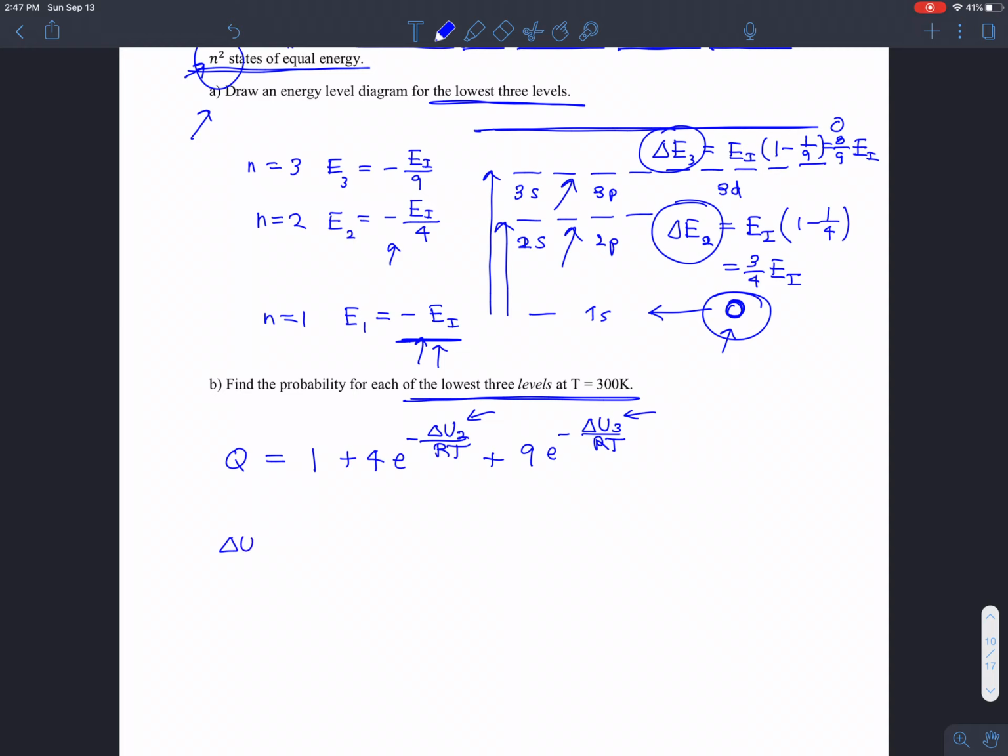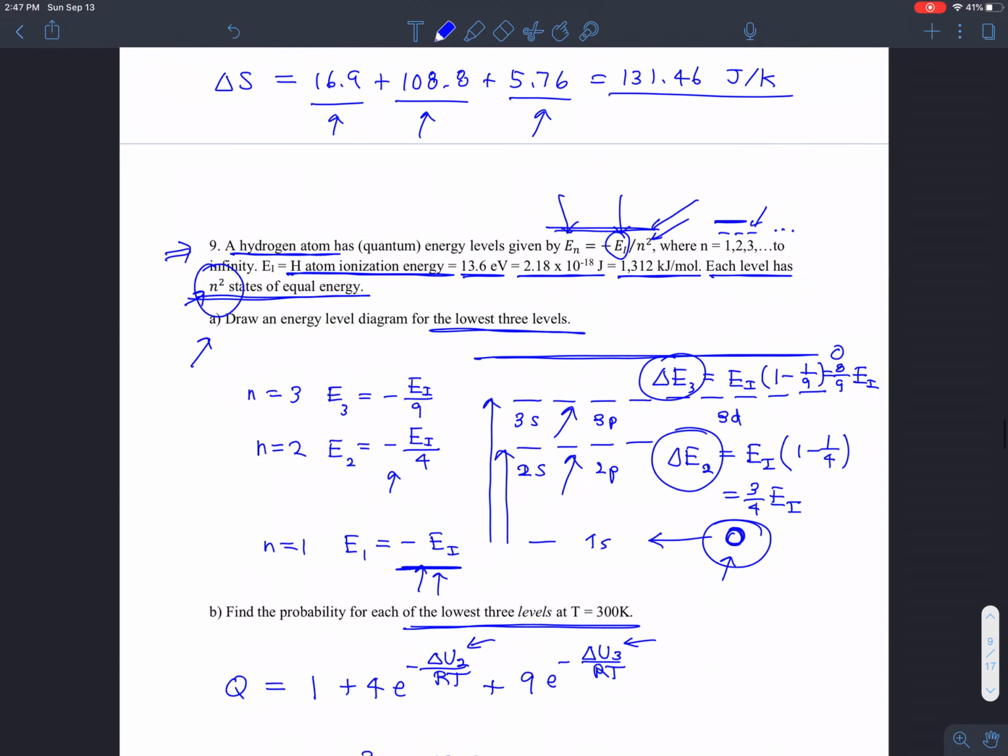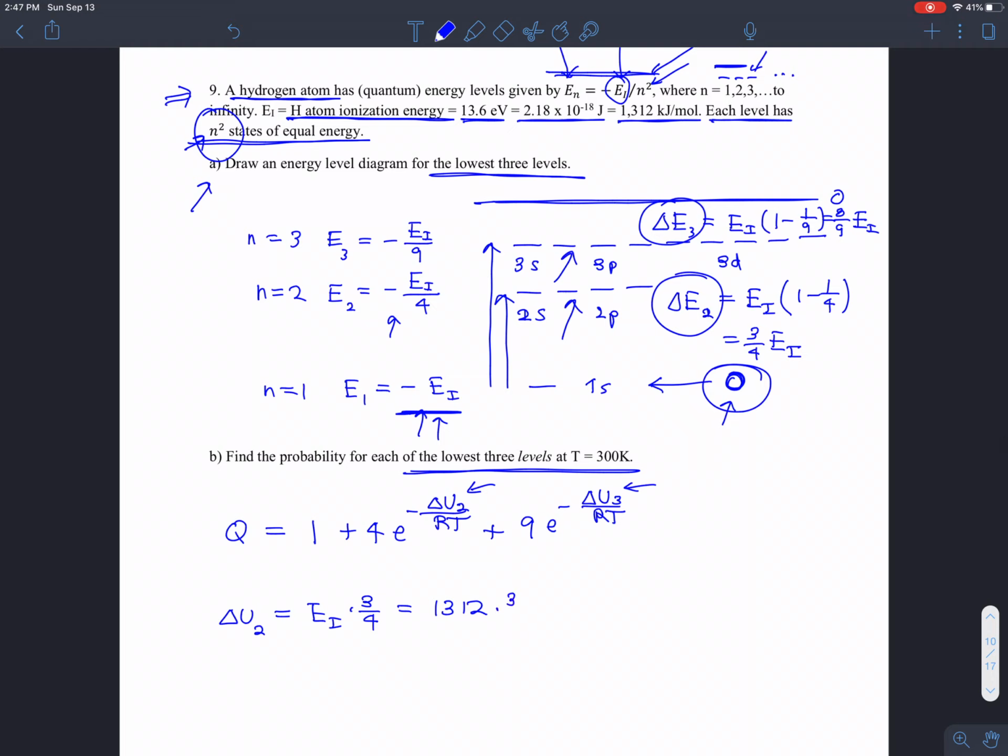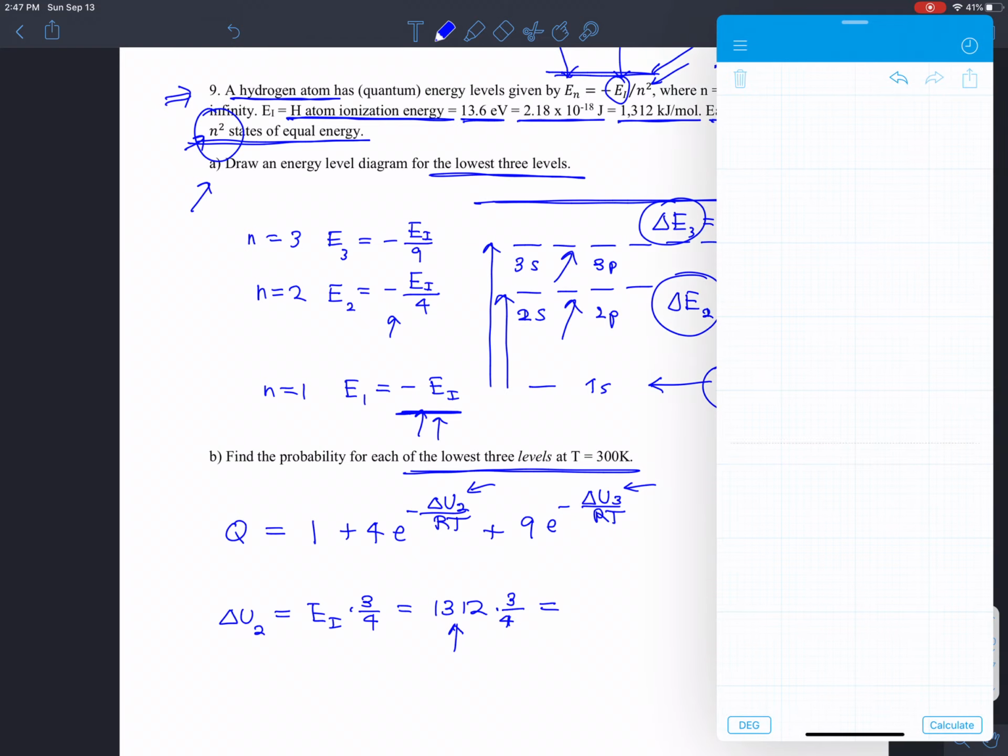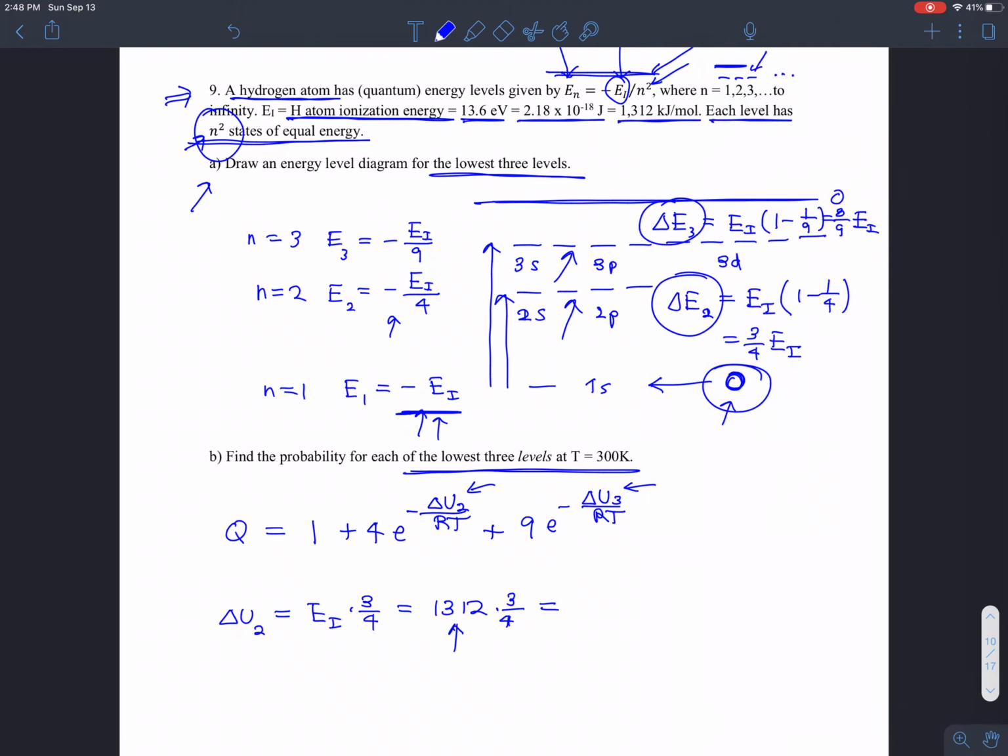So delta U2 is equal to E sub I times 3/4, and that is equal to 1312 times 3/4. Notice in macroscopic units, kilojoules per mole, and that is equal to 984 kilojoules per mole. Notice these energies are rather huge.